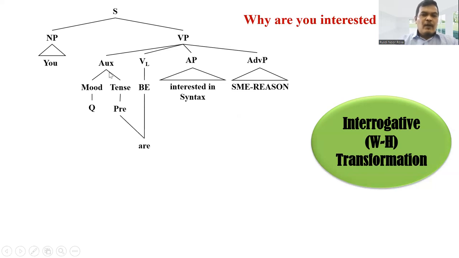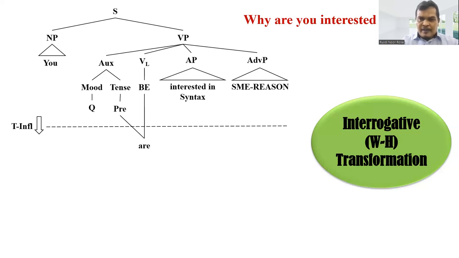And then we come to the inflectional transformation. So be here, and the tense is present, so the result is are. Whenever the tense is past and the linking verb is be, the result will be were. So this is actually the process in our mind before we decide whether we use are or were. That's why this is the deep structure, and this is the surface structure of the inflectional transformation. So: you are interested in syntax.